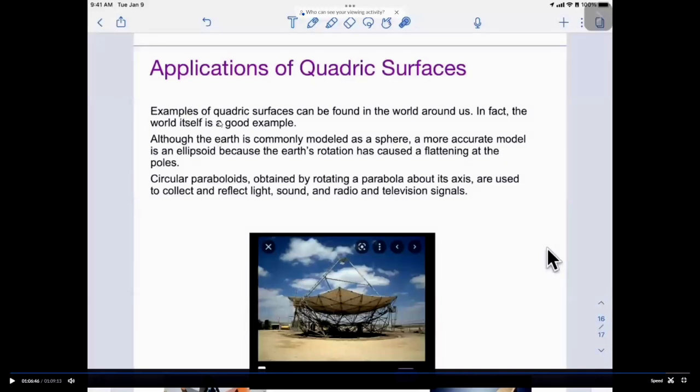Examples of quadric surfaces can be found in the world around us. In fact, the world itself is a good example. Although the Earth is commonly modeled as a sphere, a more accurate model is an ellipsoid because the Earth's rotation flattens it. Circular paraboloids, obtained by rotating a parabola about its axis, are used to collect and reflect light, sound, and radio signals.